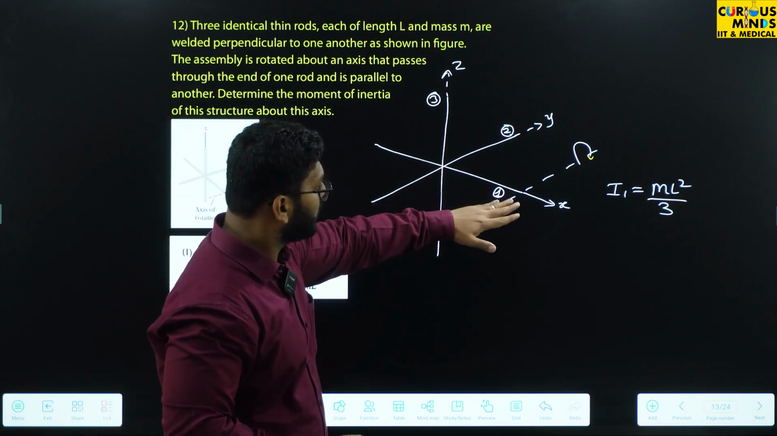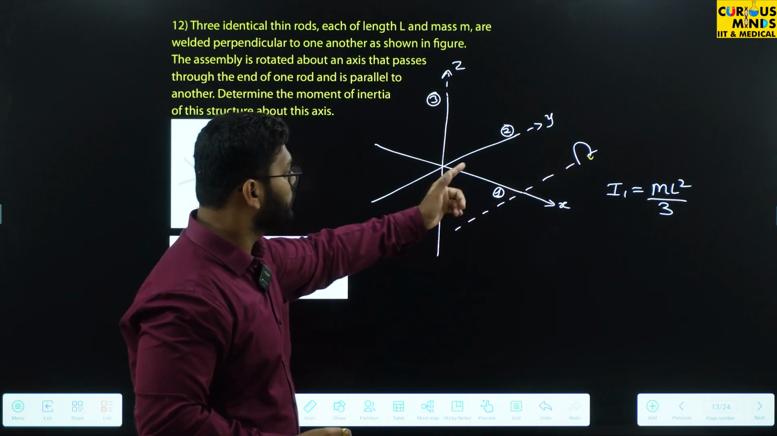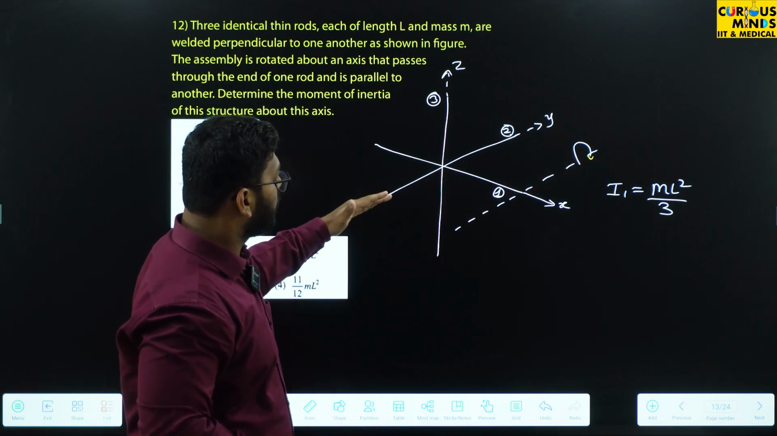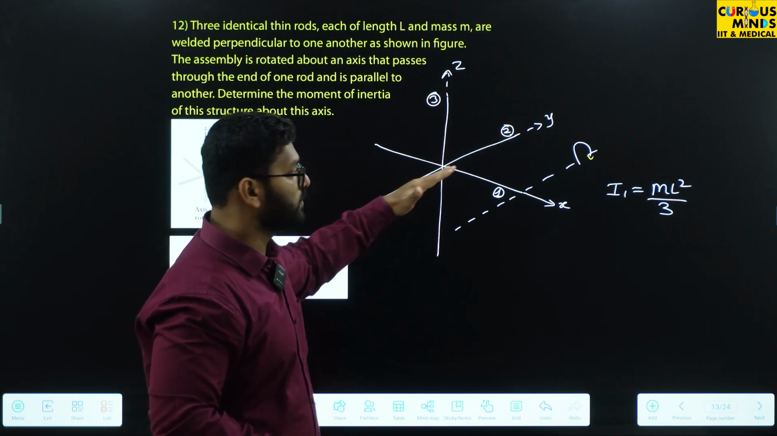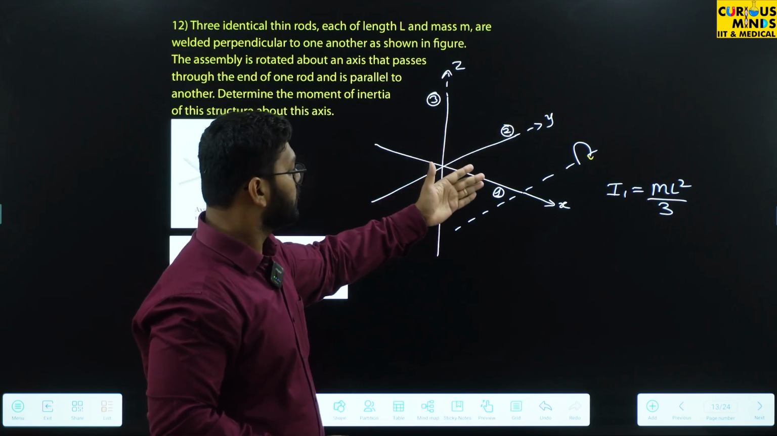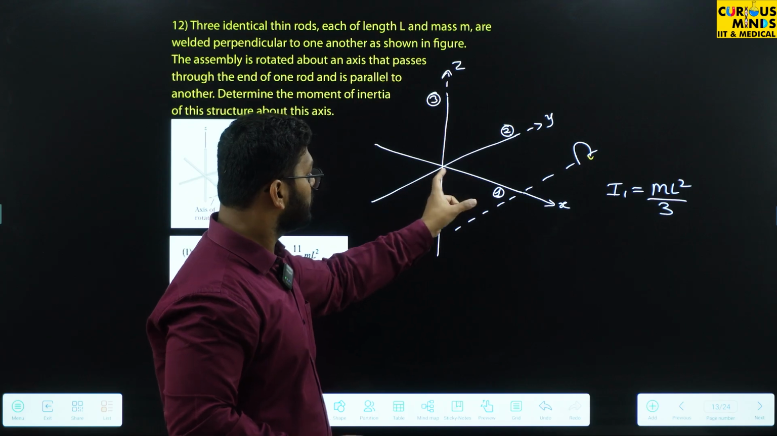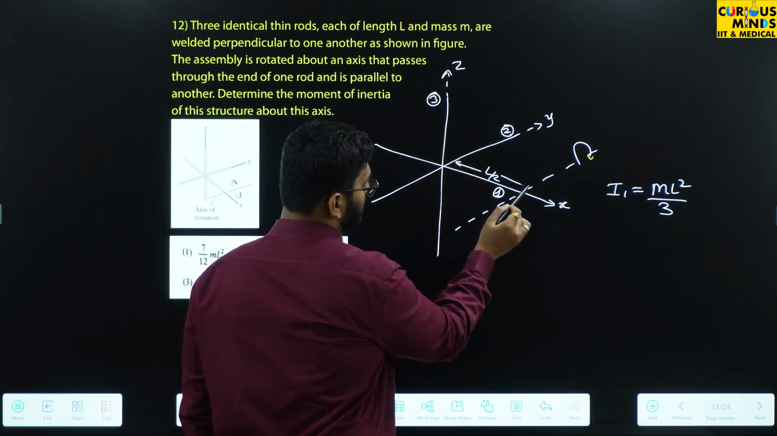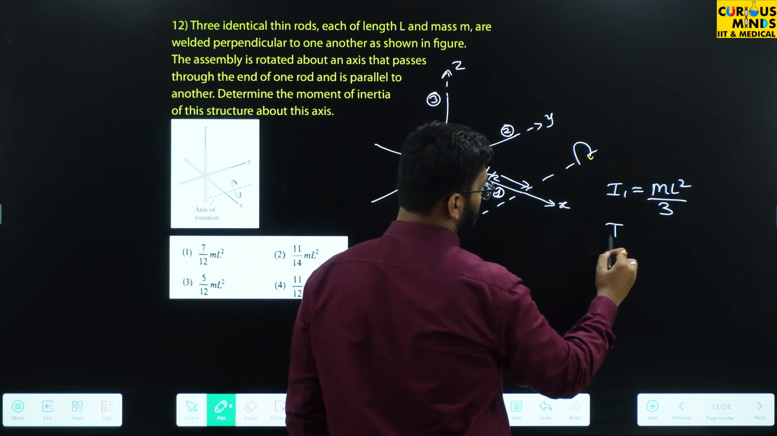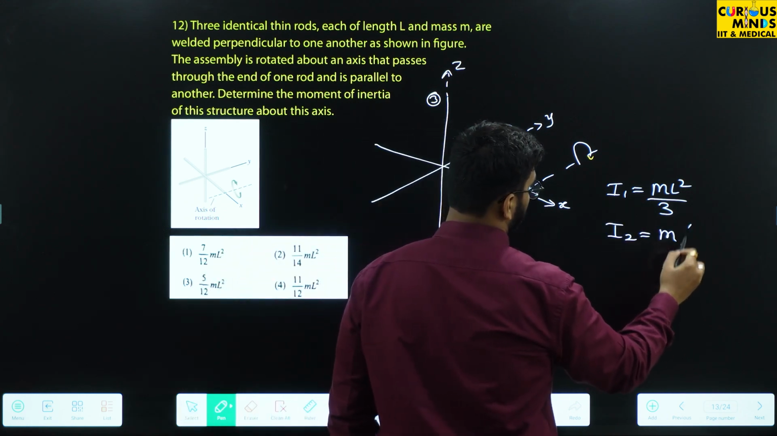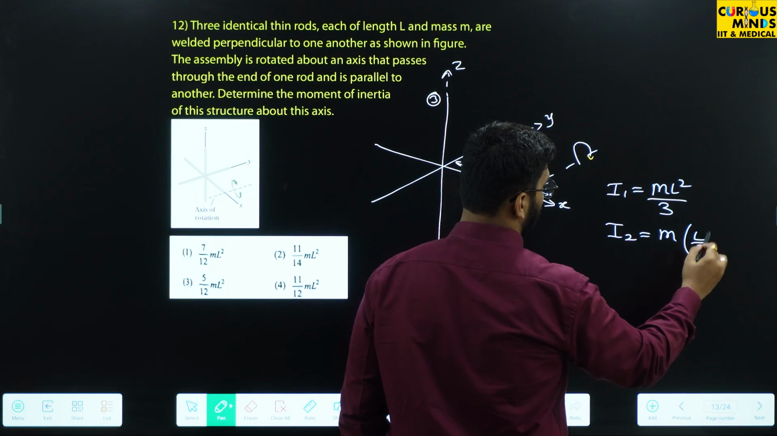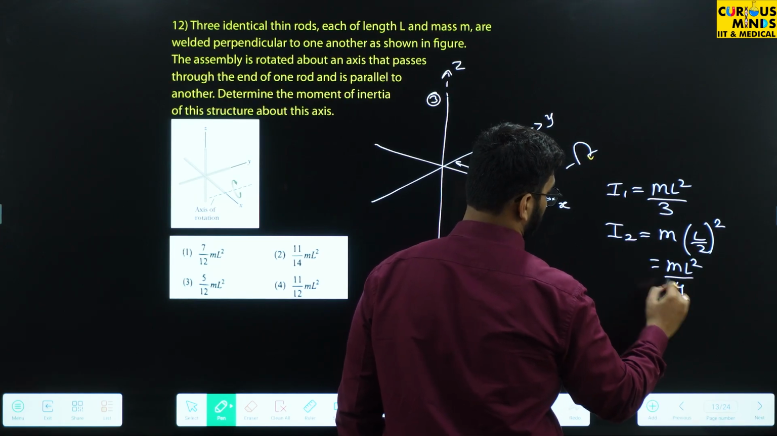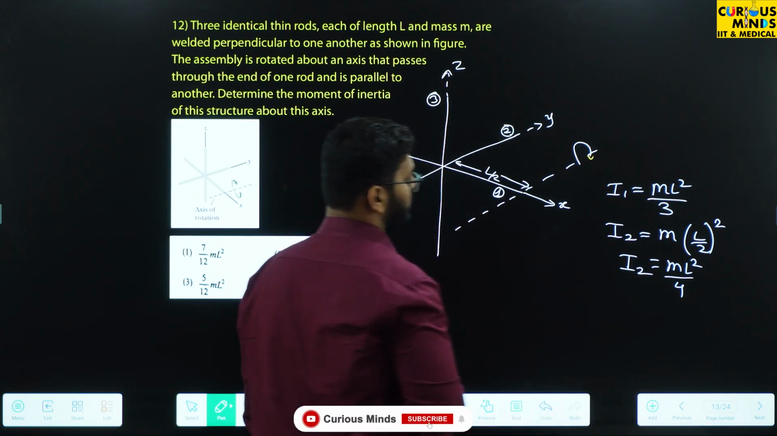Now this rod is also there, right? This rod is in the plane of this axis. So we can use the parallel axis theorem. For this rod, the moment of inertia through its center of mass and along the axis will be 0, so this is m times this distance square. What is this distance? L by 2. So I2 is equal to m times L by 2 whole square. So this is ml square by 4. I2 is ml square by 4.